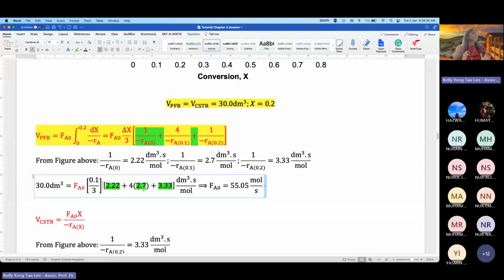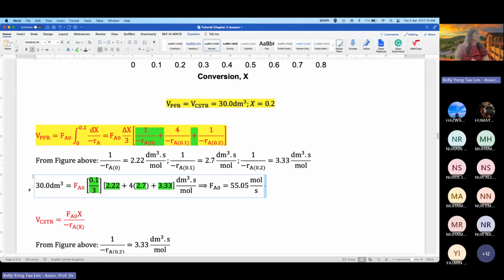So the front part is already done. Next is the delta x over 3. I mentioned it many times: delta x is the difference of x between the initial and the middle x, or the middle x and the final x. If the initial x is 0 and your middle x is 0.1, then your delta x is 0.1. Or from the middle x 0.1 to the final x 0.2, the difference is still 0.1. That's why we get delta x as 0.1 over 3.